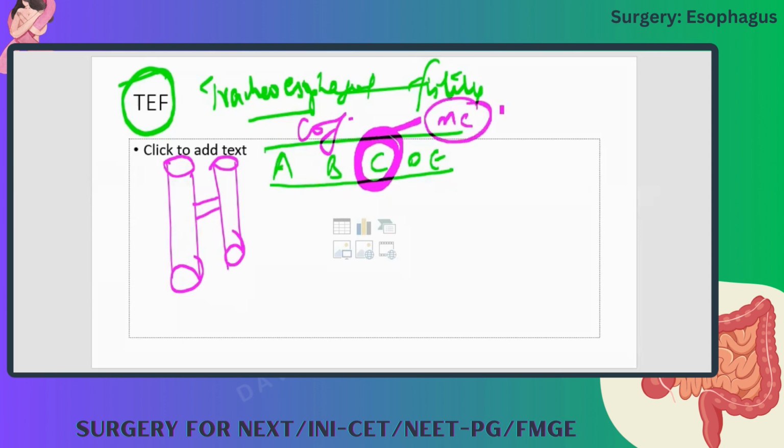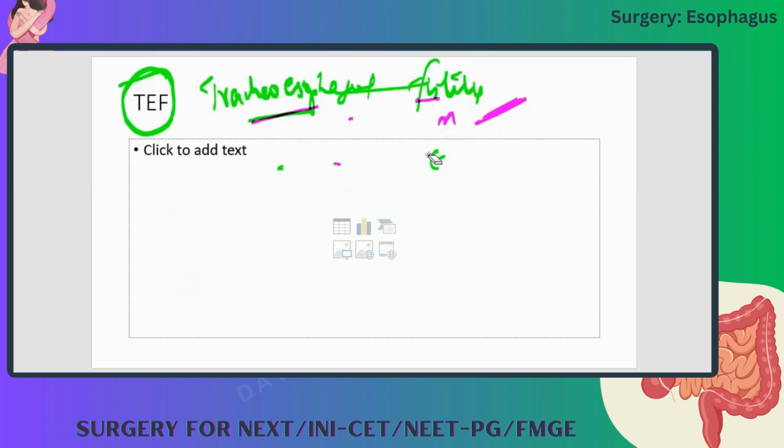This question has been asked almost 10 times in the past 15-20 years. Okay, I'll tell you what this type C is. I'll show you the diagram also. But for the time being, just remember the embryology point. Tracheoesophageal fistula is a congenital anomaly. Both the trachea and the esophagus have a connection, and there are many types. Out of these, type C is the most common. You'll remember this point. Yes, sir.